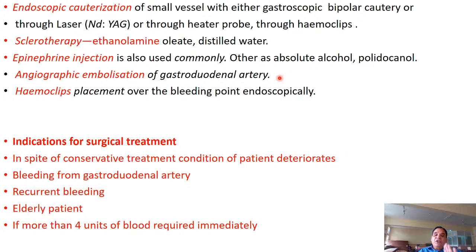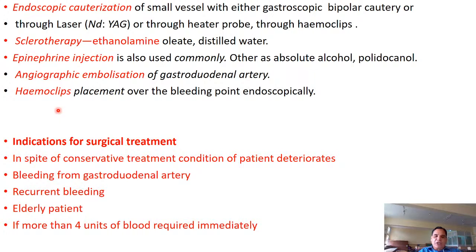And if it is not possible or bleeding is severe, then with the help of a radiologist, we can go for what is called angiographic embolization and hemoclip. Remember the things in red. As usual, my policy: write down endoscopic cauterization, sclerotherapy, epinephrine injection, embolization, hemoclip. Then you have got 100 out of 100 marks. So we are talking about non-surgical management.